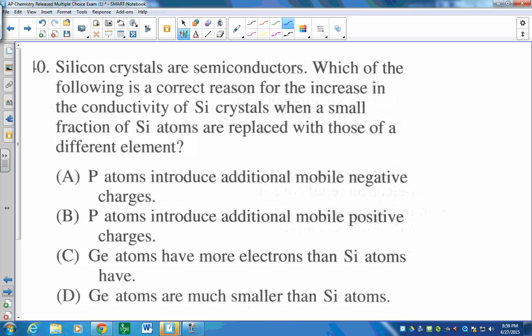40, last one. Silicon crystals are semiconductors. That means they kind of conduct like metals, but they're kind of insulators. Which of the following is the correct reason for the increase in the conductivity of Si crystals when a small fraction of Si atoms are replaced with those from a different element? So this is what you've got to know about this problem. If you want something to conduct electricity better, you have to add more electrons. I think it's called doping.